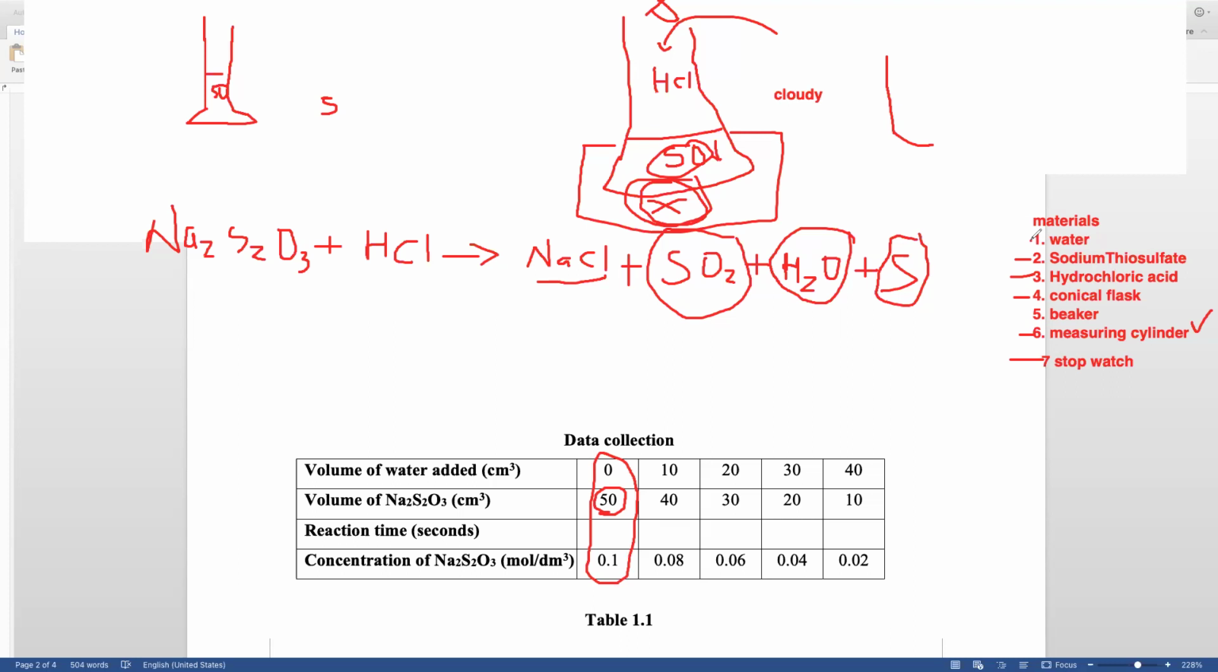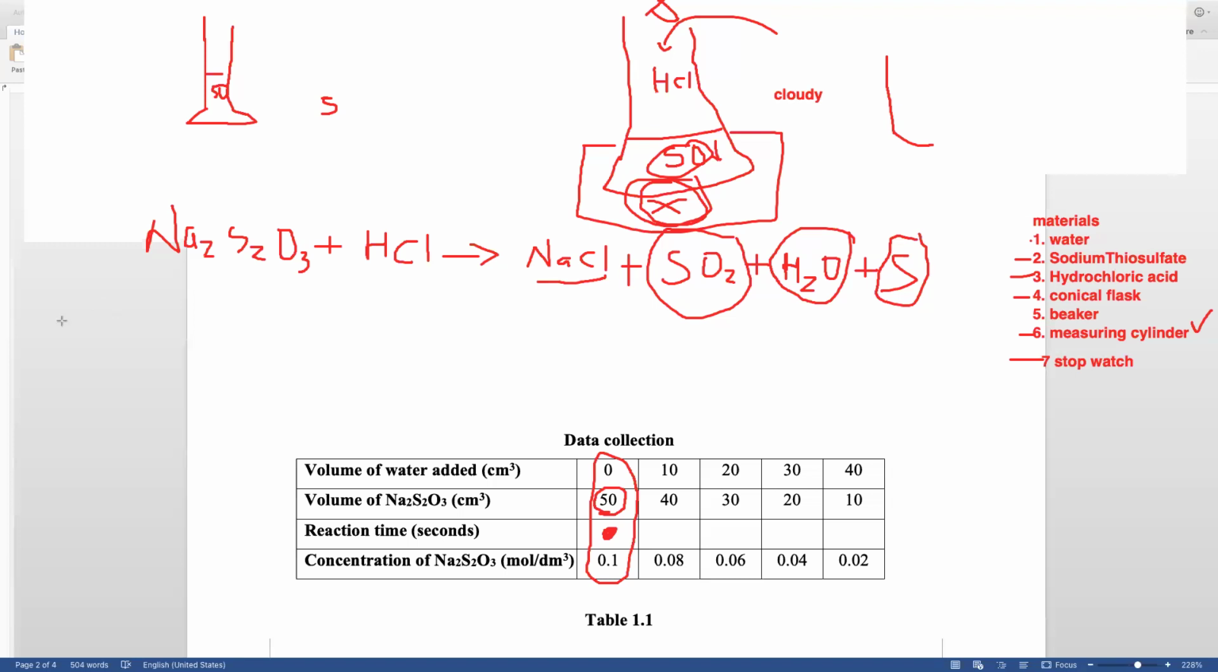At point number 2, we're going to add water because we are trying to dilute sodium thiosulfate. Once we dilute it, we see what happens. When the concentration of sodium thiosulfate is high, the time is less. Less time taken means the faster the chemical reaction. So we are done with the first part, and we've got the second part.